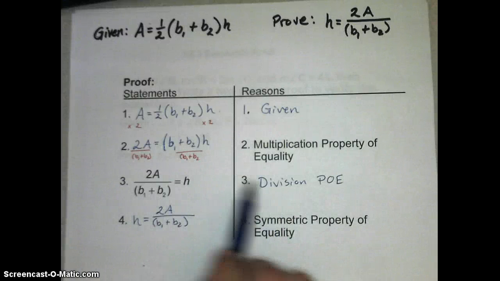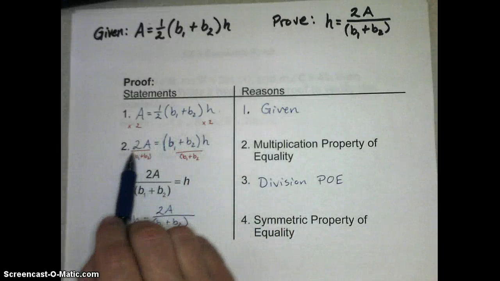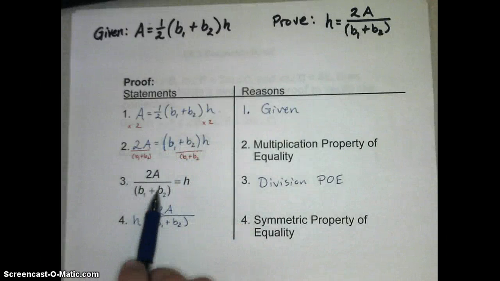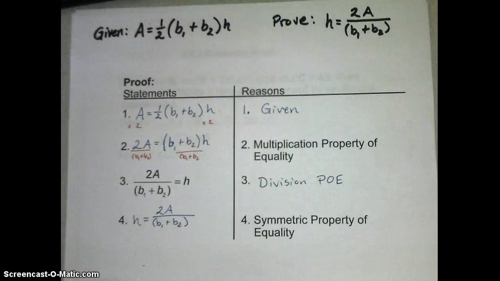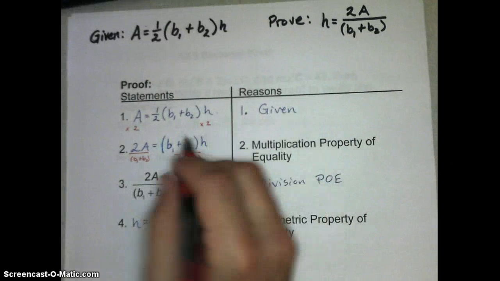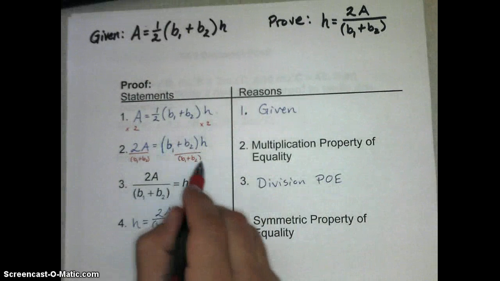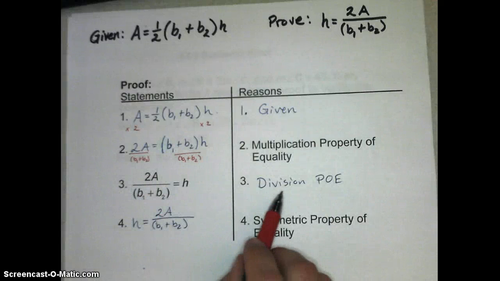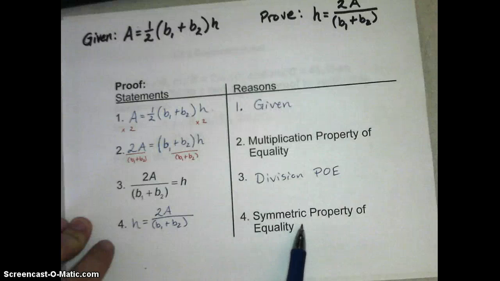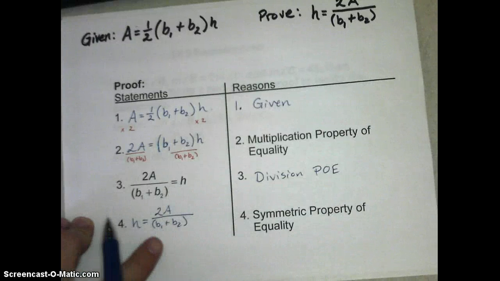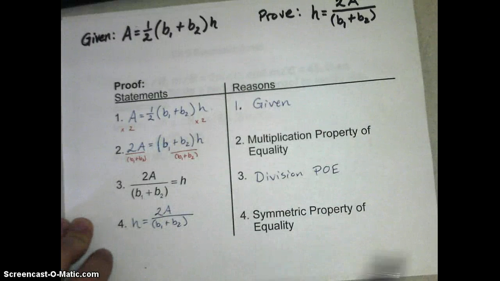Then the next reason tells you how to get this. So I look at what I did to this to end up with this, and that was to divide both sides by that b1 plus b2 quantity. If I divide both sides by that, these cancel and we just have h. And so that's the division property of equality. When you divide both sides by the same thing, you get the division property of equality. And then lastly, we use the symmetric property again to turn this around so that it is in the right order.